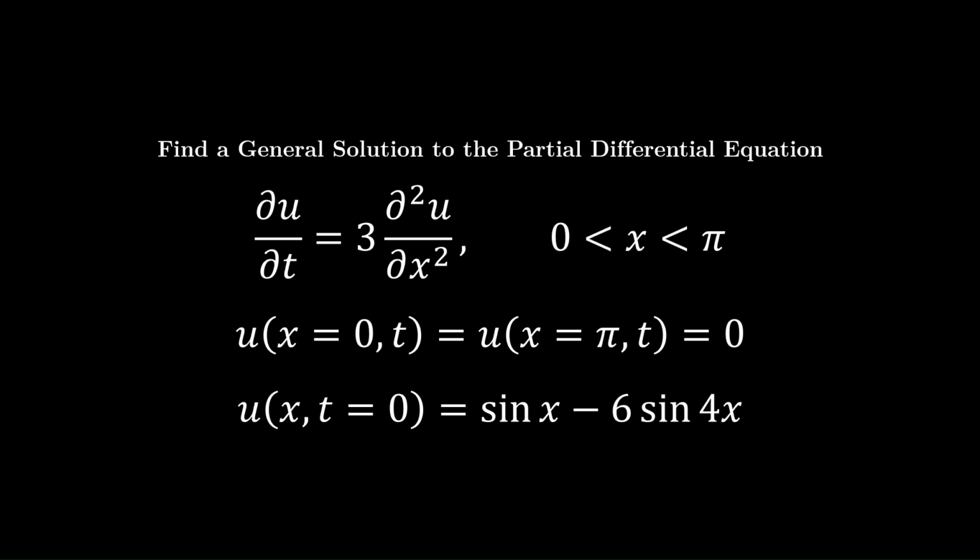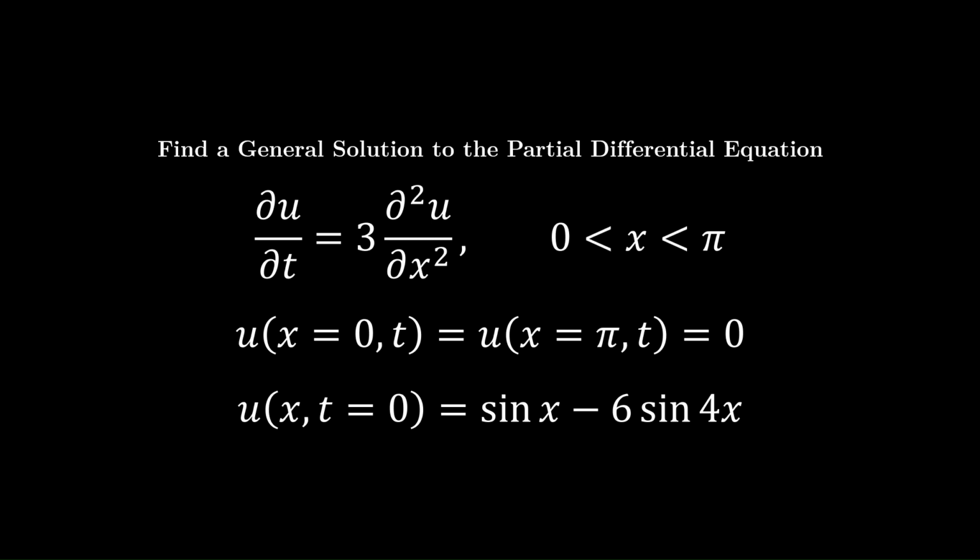Hello everyone, welcome. For this problem, we are asked to find a general solution to the partial differential equation: the partial derivative of u with respect to t is equal to 3 times the second partial derivative of u with respect to x. As a side note, this is a famous partial differential equation, and it's known as the heat equation since it governs unsteady one-dimensional heat conduction.